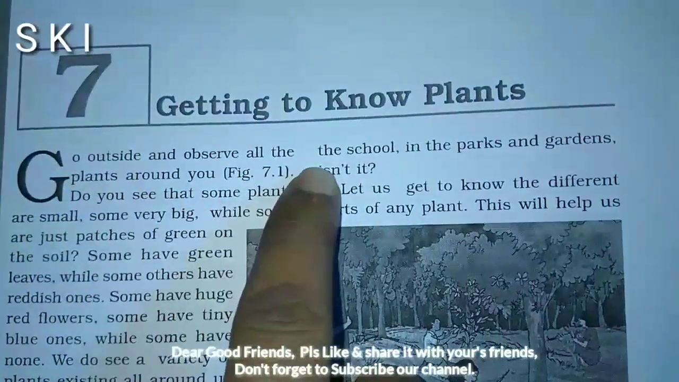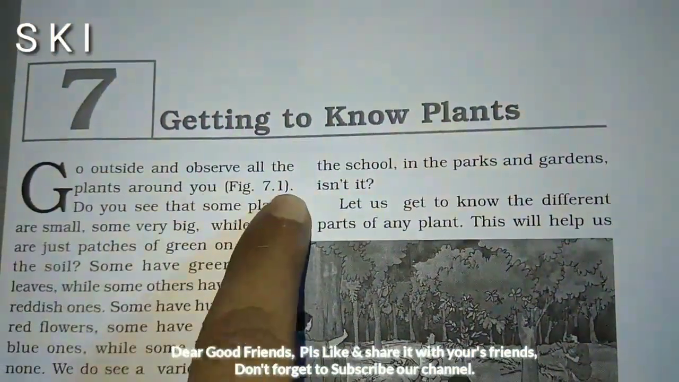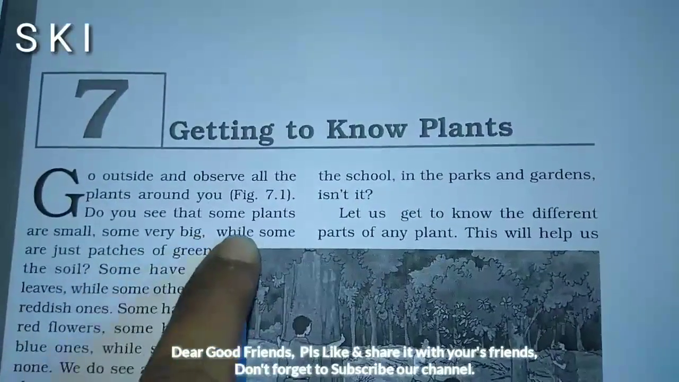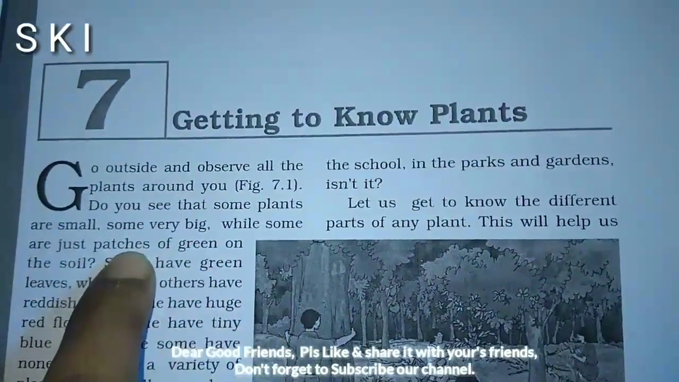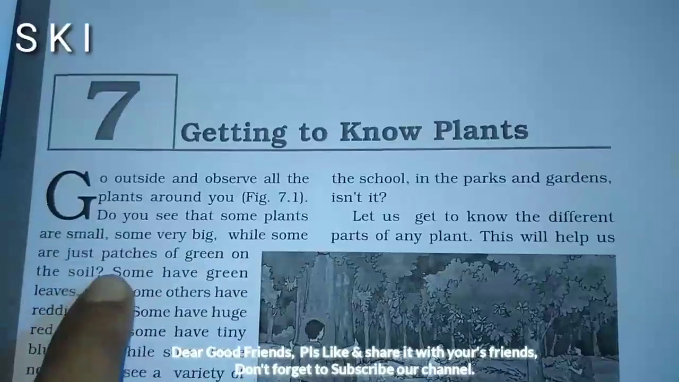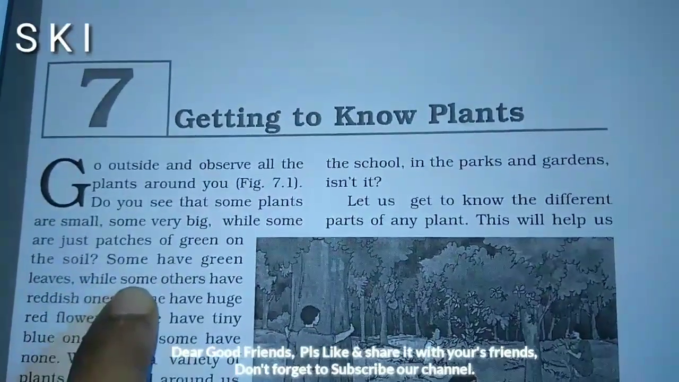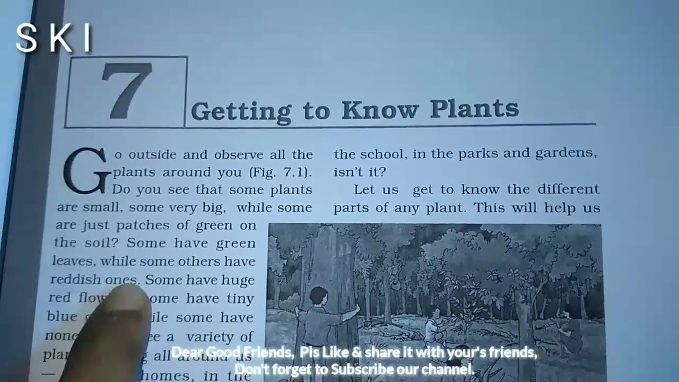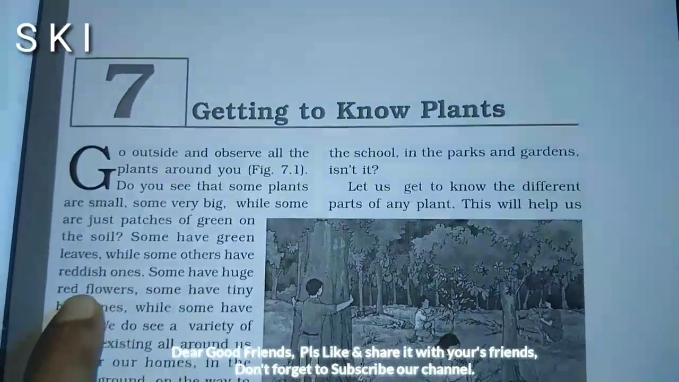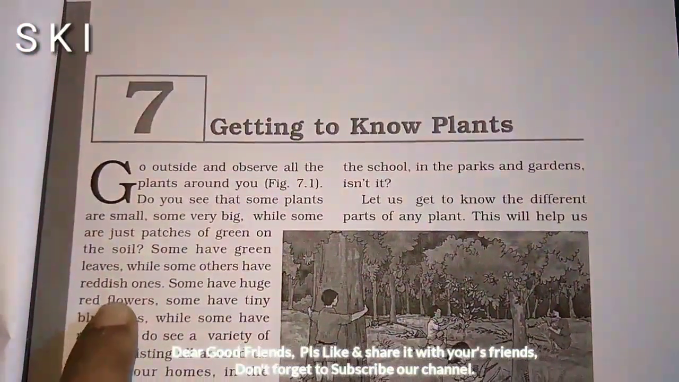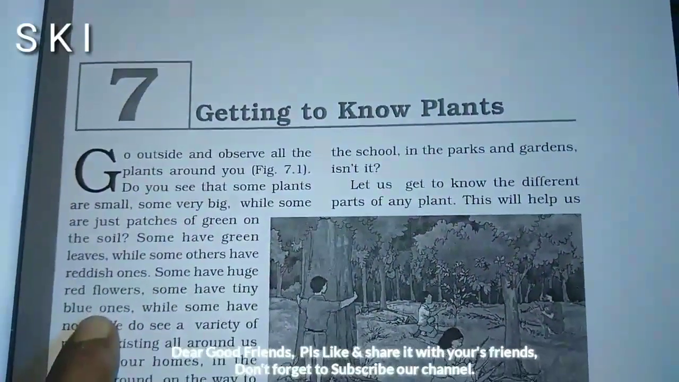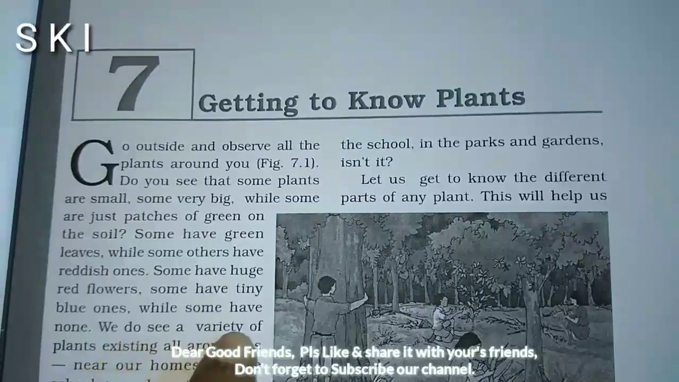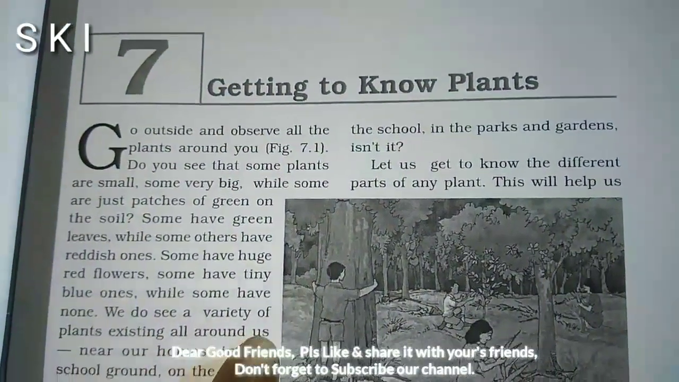Science Class 6th Chapter 7 Getting to Know Plants. Go outside and observe all the plants around you. Figure 7.1. Do you see that some plants are small and some very big, while some are just patches of green on the soil? Some have green leaves, while some others have reddish ones. Some have huge red flowers, some have tiny blue ones, while some have none.